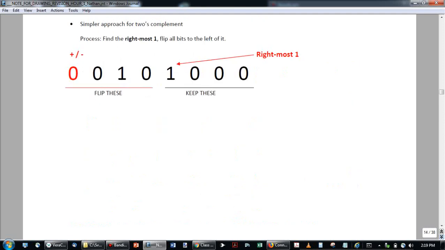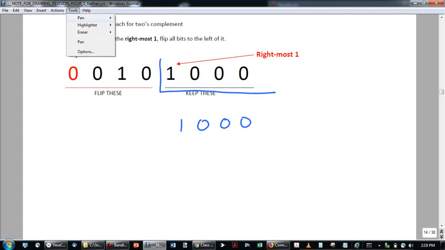There is a shorter, more convenient way. If I have this number, whatever number it is, I can find the rightmost one, keep it and everything to the right, and then flip everything to the left. So if I did that, I will have 1, 0, 0, 0, and then if I flip the other side, I get 1, 0, 1, 1. Apparently that is the negative equivalent.